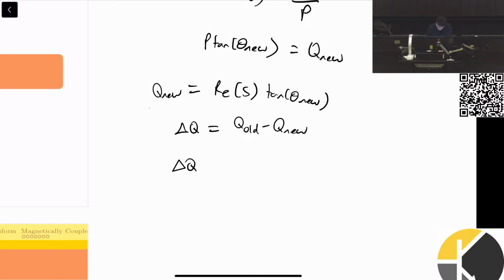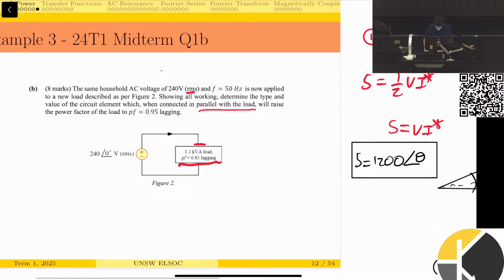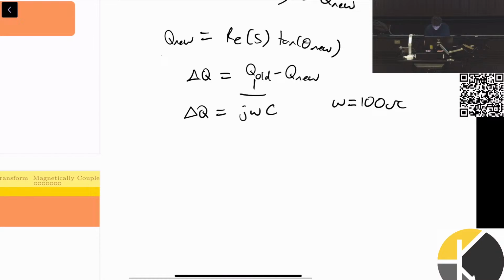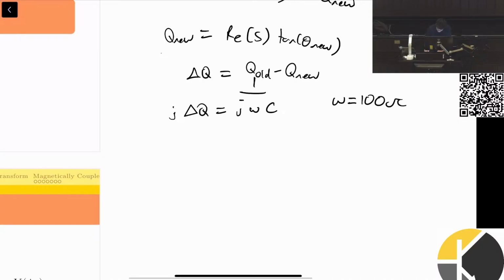Delta Q is going to be j omega 1 on j omega C, and we know omega is equal to 100 pi because of the frequency from here. From that, we can figure out C, which is what we want to find out. We can ignore the j because we've got j's on both sides. So what we can figure out is delta Q, which will give you your answer.